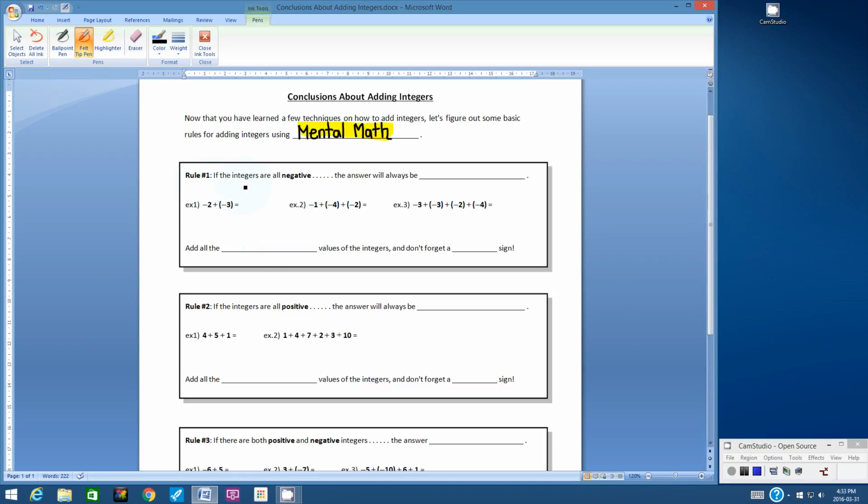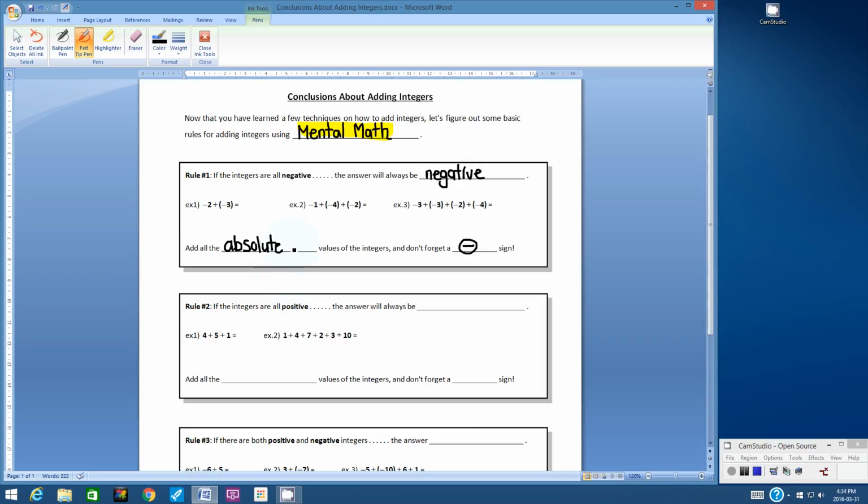Rule number one, if the integers are all negative, then the answer will always be negative. Let's look at this sentence here. So what we do is, the rule is, we add all the absolute values of the integers, and don't forget a negative sign for your answer, because our answer is going to be a negative integer.